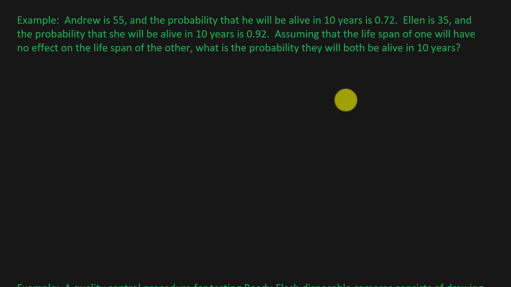All right. So we will call Andrew event A, and we'll call Ellen event B. So we want to know the probability that Andrew and Ellen will be alive in 10 years. So the probability of A and B. We just called Andrew being alive in 10 years A, Ellen being alive in 10 years B. It's just easier to write down. You could write Andrew alive in 10 years and Ellen alive in 10 years. Okay, if that's what you want to do, that's fine.